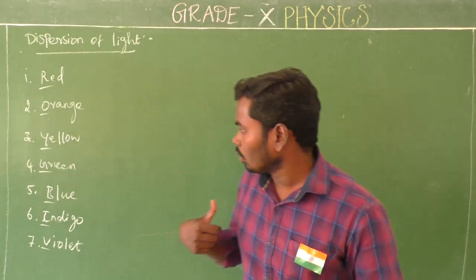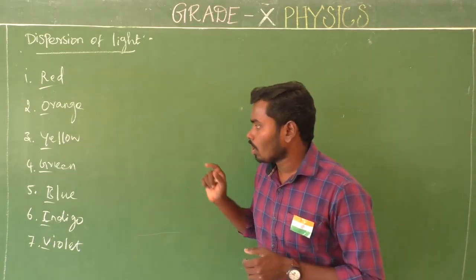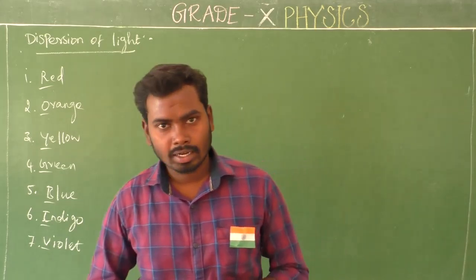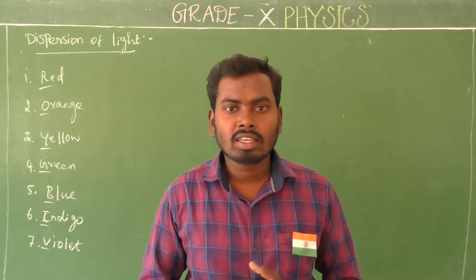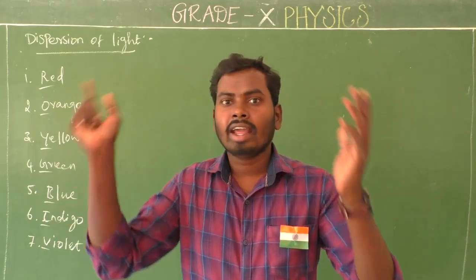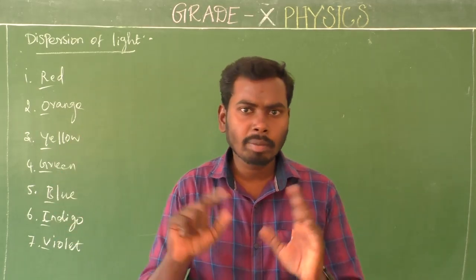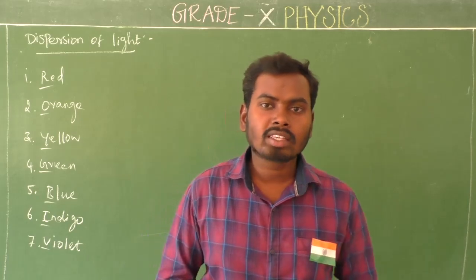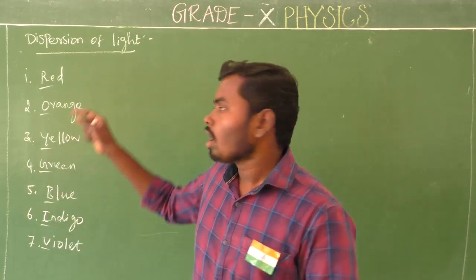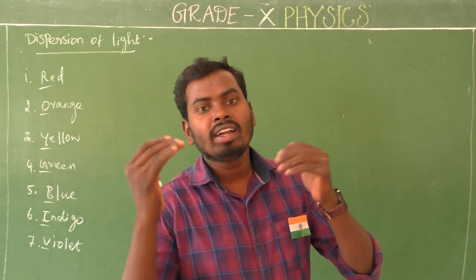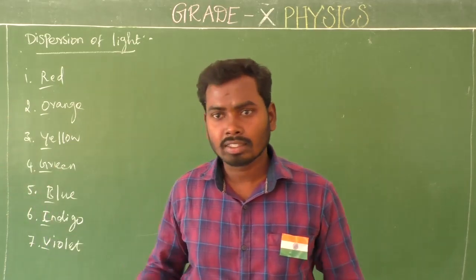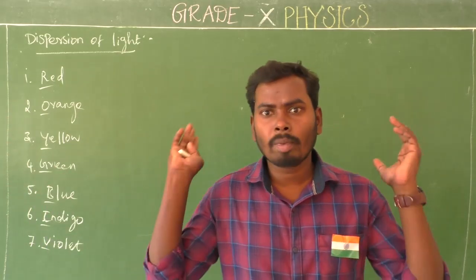Red, orange, yellow, green, blue, indigo, and violet. Is it clear? Then why we cannot see all those colors in daytime? Am I right? That is a very big question. You may ask me, then why we cannot see all those colors during daytime? Because sunlight is here. Due to sunlight, we cannot see so many things around us.